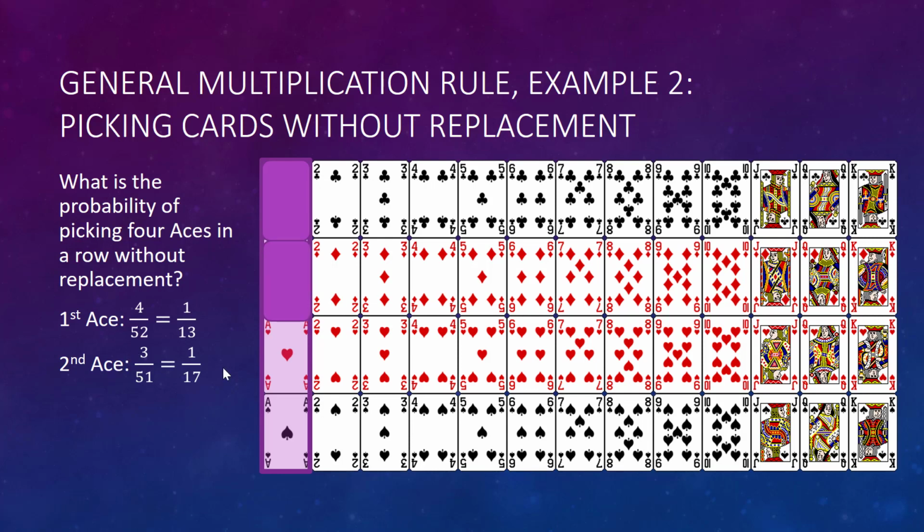When we go to pick the third ace from the deck, we've already removed 2, and so we only have 2 aces to choose from, and we've reduced the number of cards in the deck to only 50. 2/50 reduces to 1/25. When we go to pick our fourth ace, there's only one ace left in the deck of cards, and there's only 49 cards left in the deck in total. So the fourth probability is 1/49. What do we need to do with all 4 of these fractions? Pause the video and see if you can write down the correct answer.